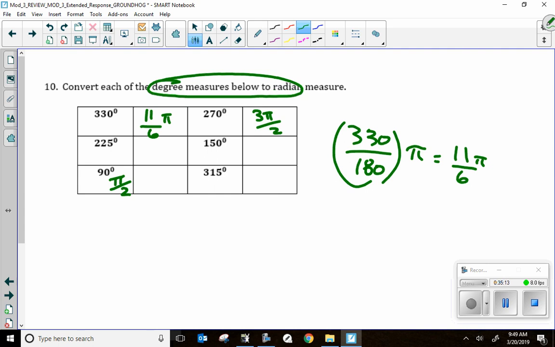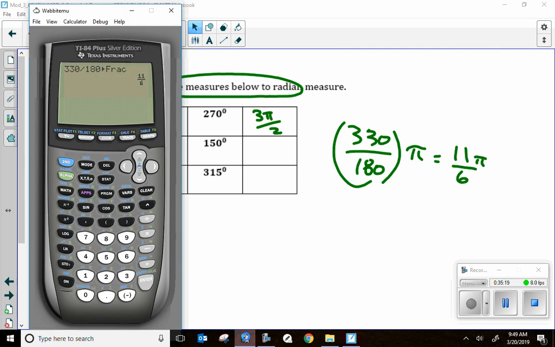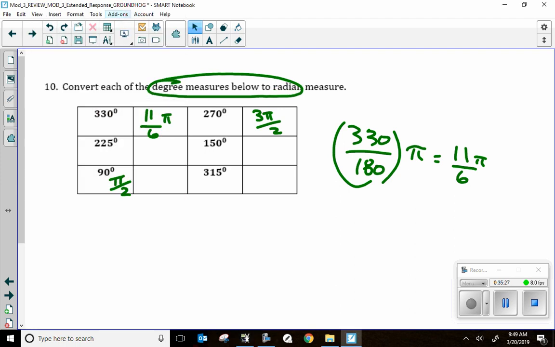If I take 225 and put it over 180, let's do the 225. 225 divided by 180. I hit math, enter, enter. That's 5/4. So this is 5/4 and slap a pi on it. Okay, sorry, this is pi over 2. I wrote it in the wrong box.